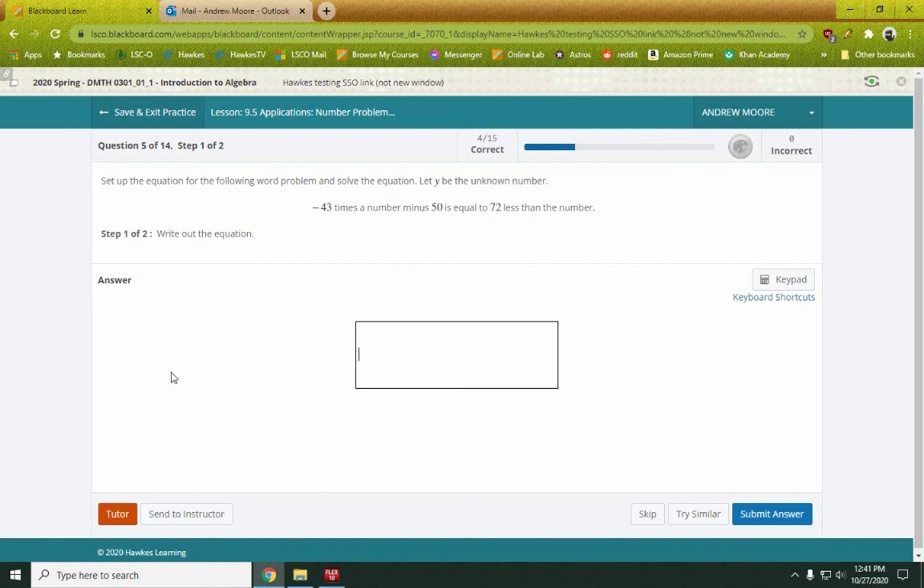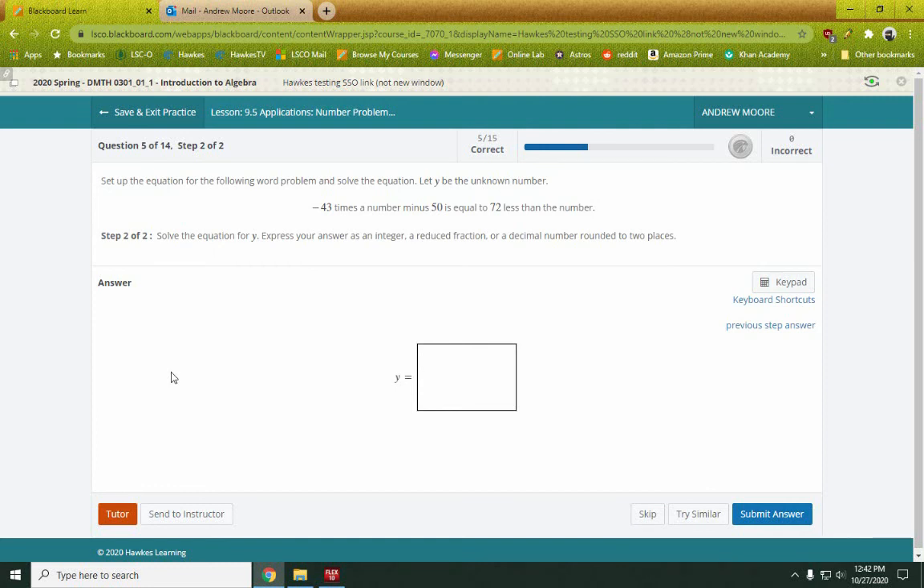Set up the equation for the following word problem and solve the equation. Let y be an unknown number. Negative 43 times the number minus 50 is equal to 72 less than the number. So we're going to write this. I'm not going to put this on paper first. We're just going to say it's negative 43y, and this is minus 50. This is going to be equal to 72 less than the number. So we're starting out with the number, which is y, and then we're doing minus 50. So that's how we set up this equation.